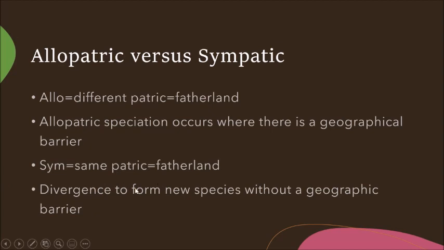So this time the species diverge from a common ancestor, but there's no geographical barrier between the two. We're going to talk about both.